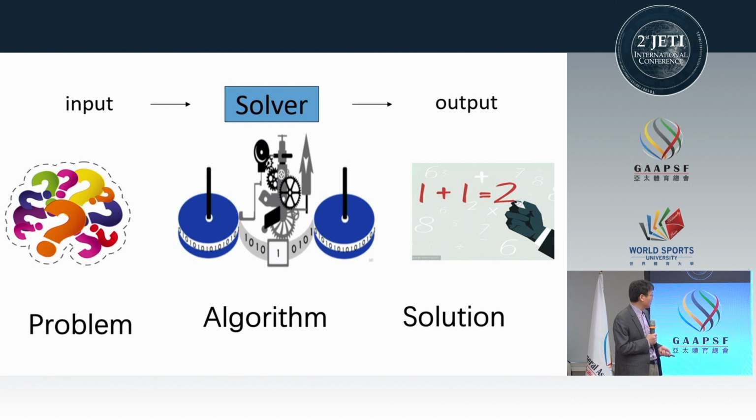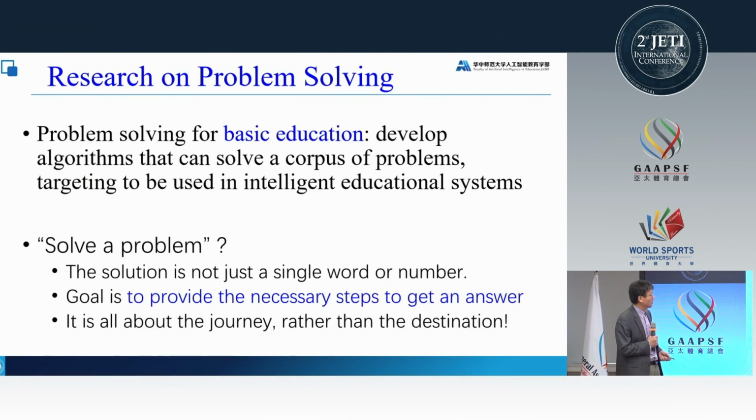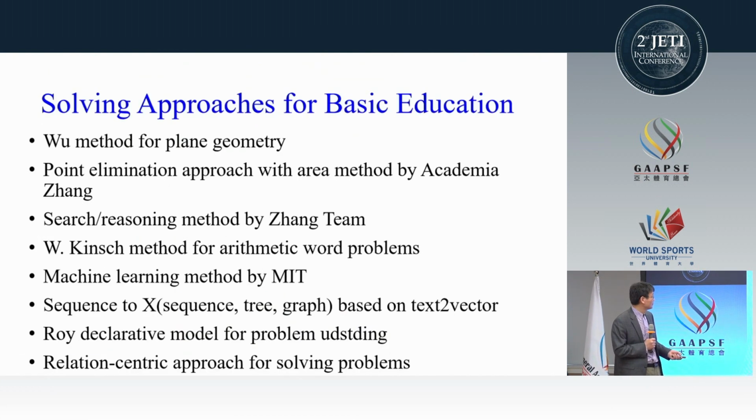So far in the picture, we can see the problem, the algorithm, and the solution. The algorithm just mimics human beings. So the problem solving task for basic education is to develop algorithms that can solve a corpus of problems, targeted for use in intelligent education systems. This problem has a history of research of 60 years already.